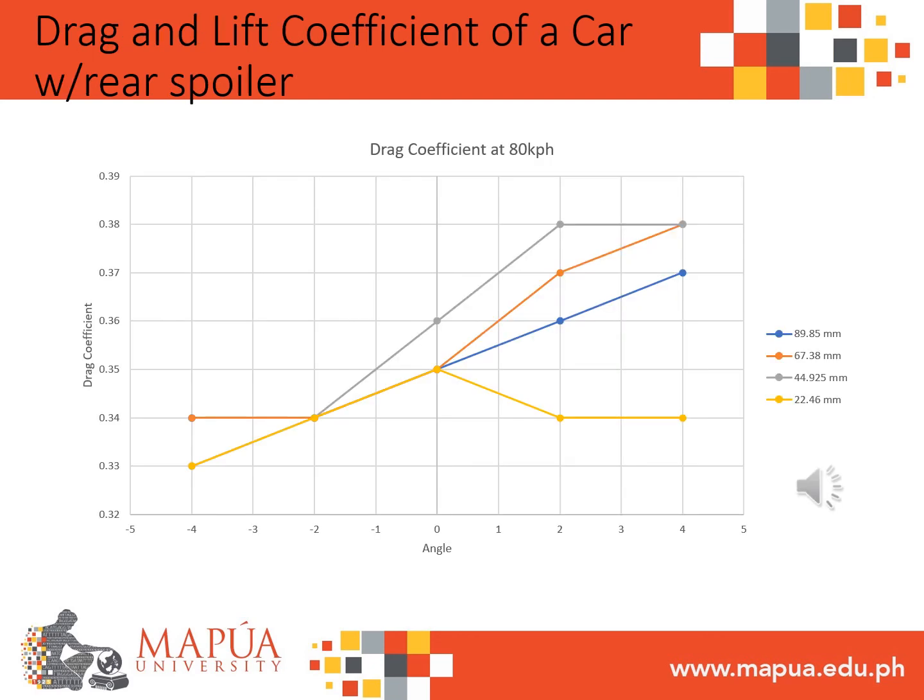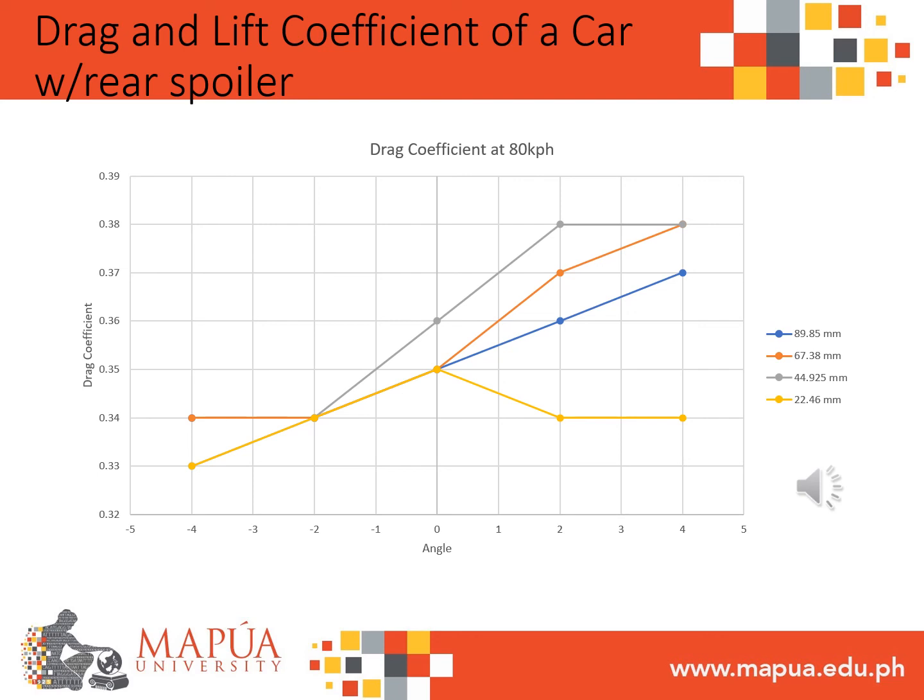Next, we have the drag and lift coefficient of a car with a rear spoiler. In total, we have 20 rear spoiler setups. So we have 4 different heights and 5 different angles. Since our benchmark is simulated at 80 kph, 100 kph, and 120 kph speed, we will also do the same for the car with a rear spoiler.